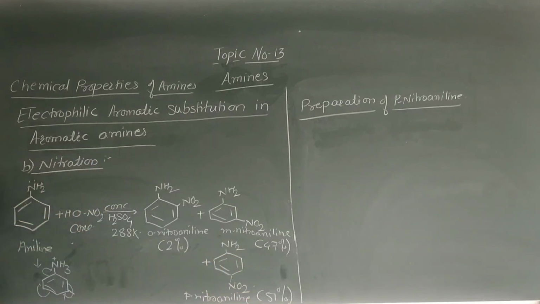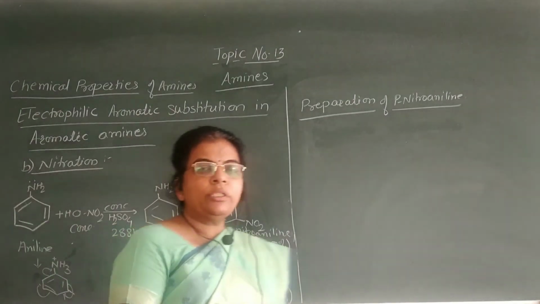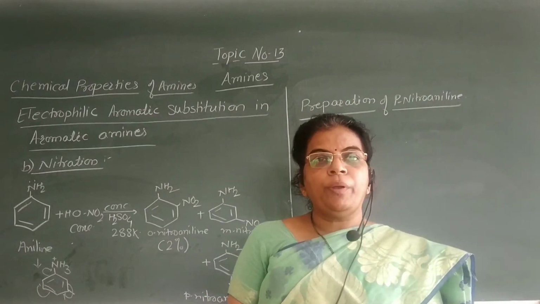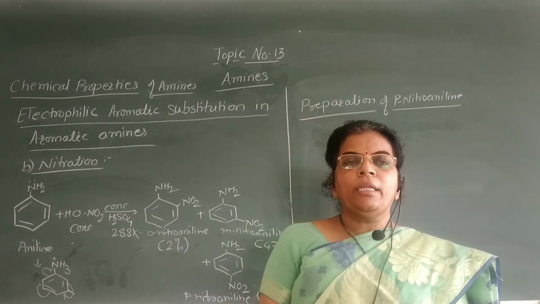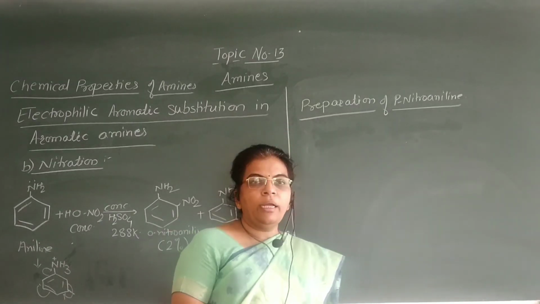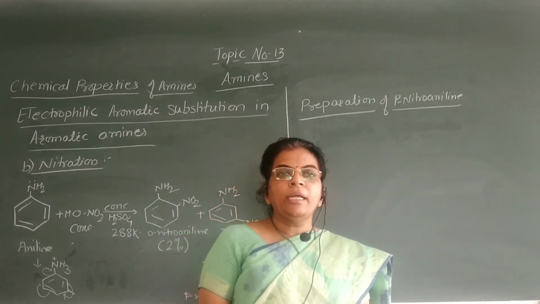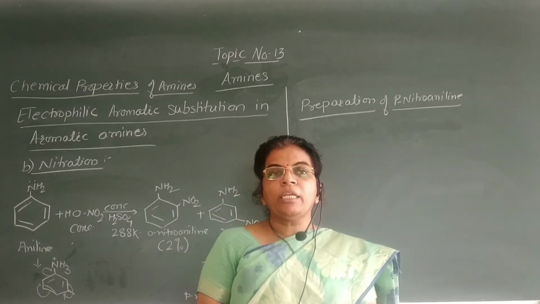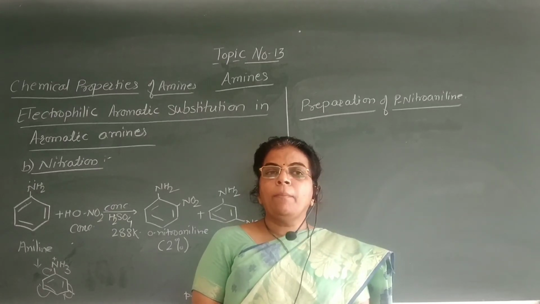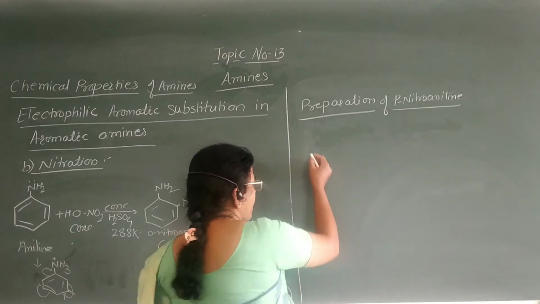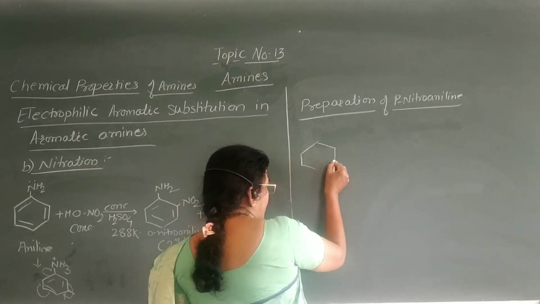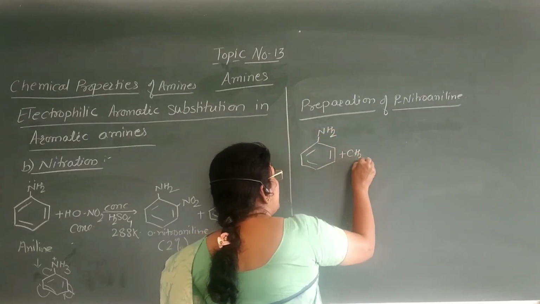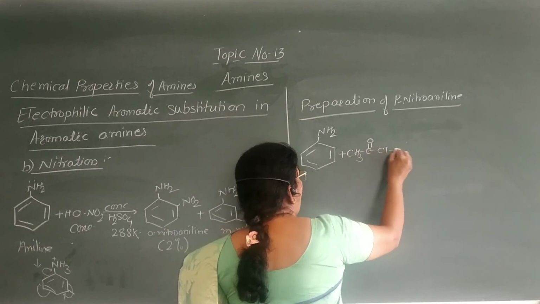paranitroaniline with 51%. Now we are going to see the preparation of para-nitroaniline. That is, we want to prepare only para-nitroaniline. Then here, like in case of bromination, where we protected the NH2 group by acylation, similarly in this case also we are going to protect this NH2 group of aniline by acetylation. Like this, first this aniline is treated with CH3COCl, that is acetyl chloride, in presence of a base like pyridine.